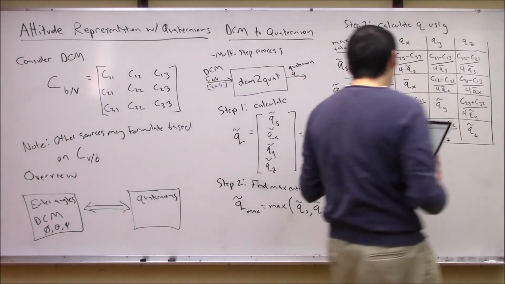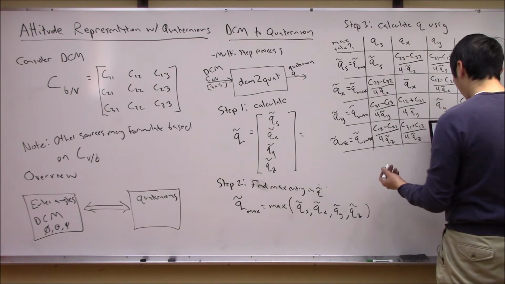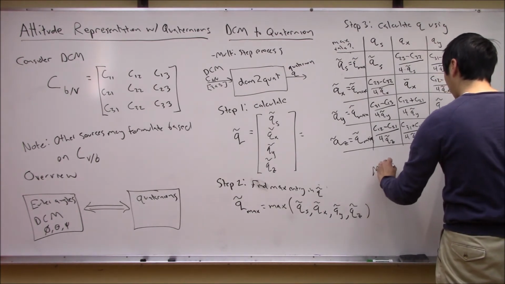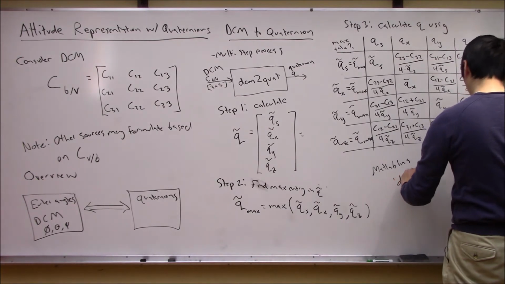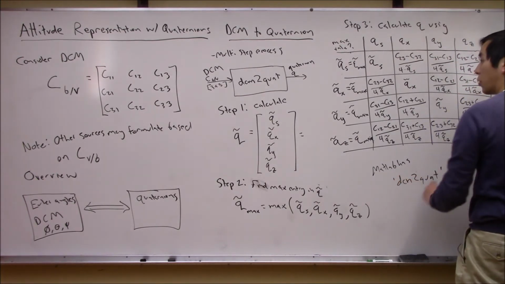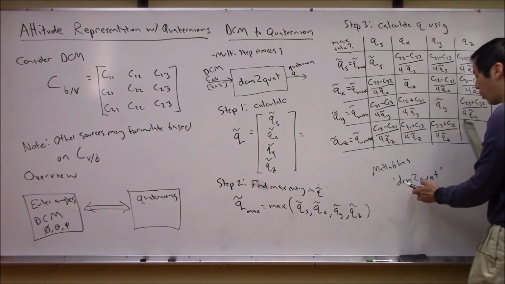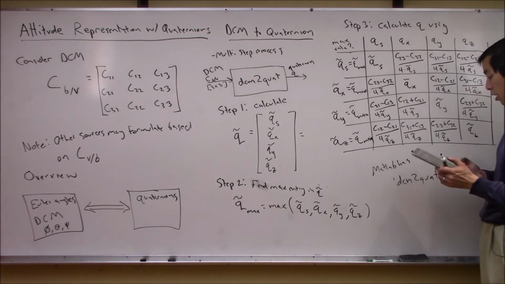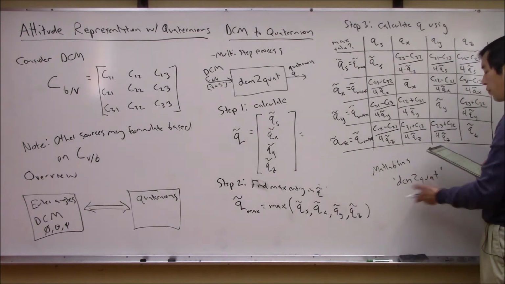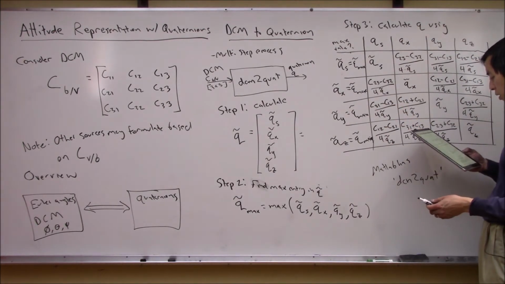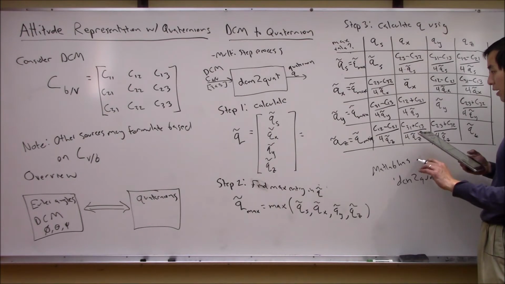Now, if you don't want to implement all this yourself, MATLAB actually has a function called DCM2Quat, which is literally the name, I guess, right here. So that will do this operation for you. You pass in the DCM, MATLAB will go ahead and do all this operation for you and kick out the equivalent quaternion, okay?